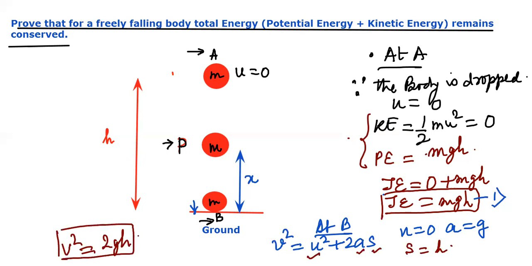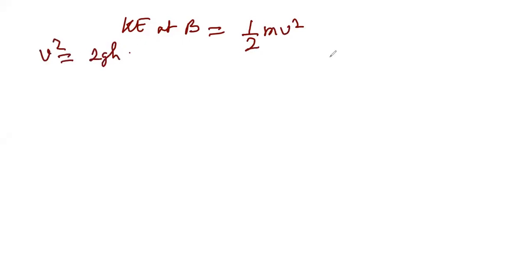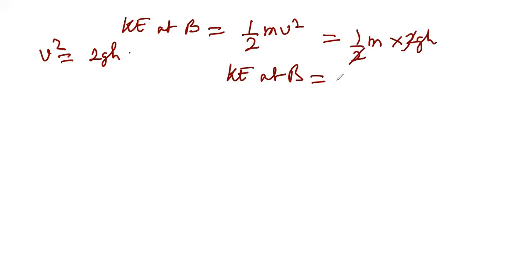So therefore, what can I write? Kinetic energy at B is equal to half mv square. And what is the value of v square we have got at B? That is 2gh. If I put it over here, that becomes half m into 2gh. So therefore, kinetic energy at B is equal to mgh. So this is your kinetic energy at B.